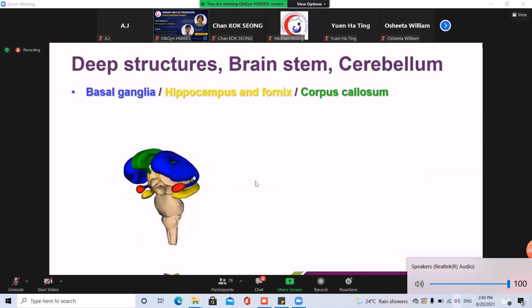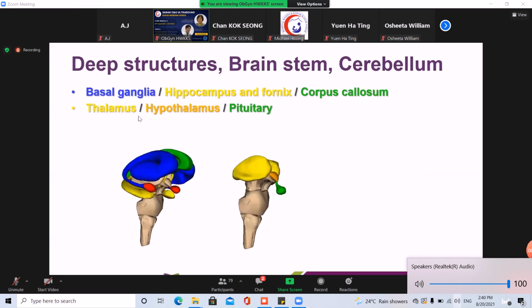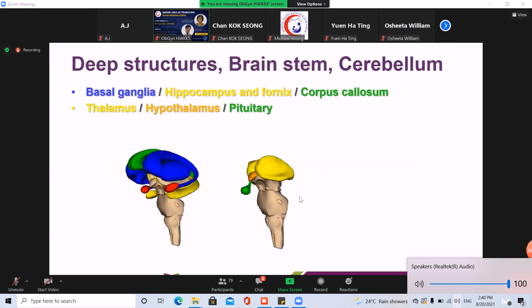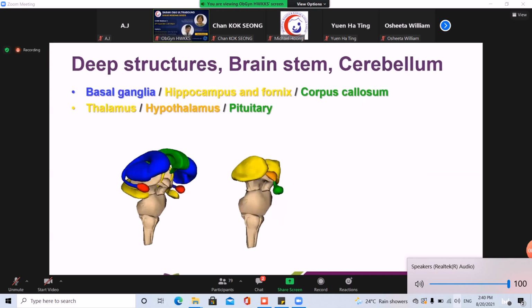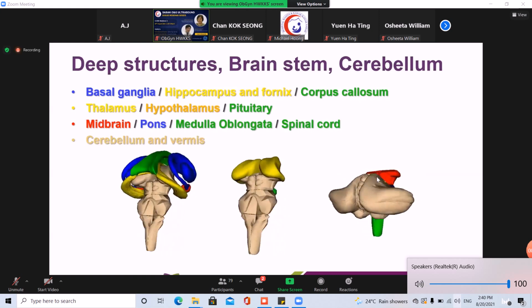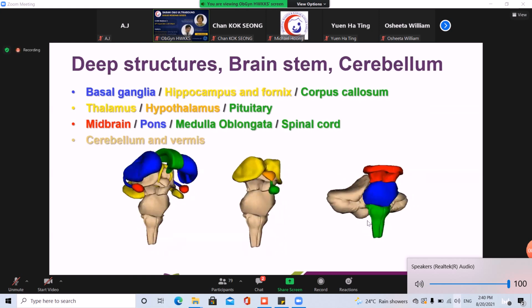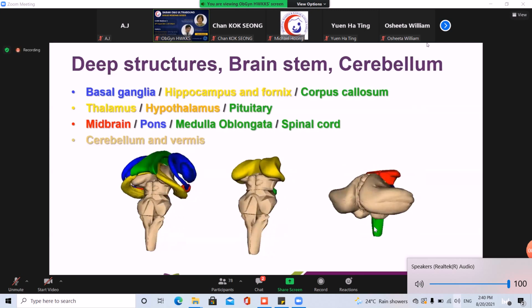And when you remove this basal ganglia, you will be able to reach the thalamus, hypothalamus, and the pituitary. And if you remove the thalamus, you will be able to see the brainstem, which is composed of the midbrain, the pons, and the medulla oblongata. And you can also see the medulla oblongata is connected to the spinal cord.